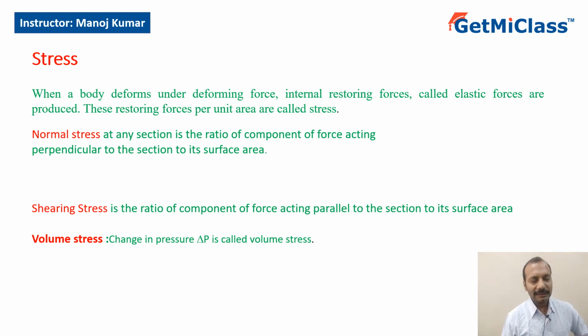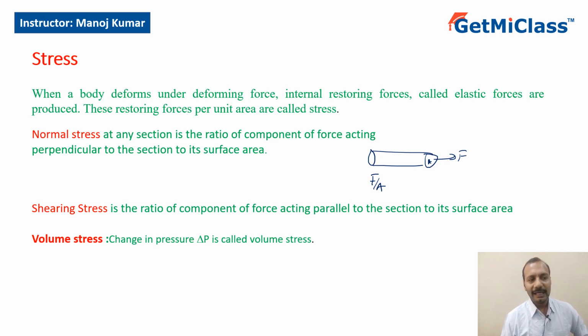Now under what condition does normal stress come into the picture? Let me take an object something like this. If I apply a force F on this and this is the area of cross section, then F by A is called normal stress. So normal stress at any section is the ratio of the component of force acting perpendicular to the section to its surface area.